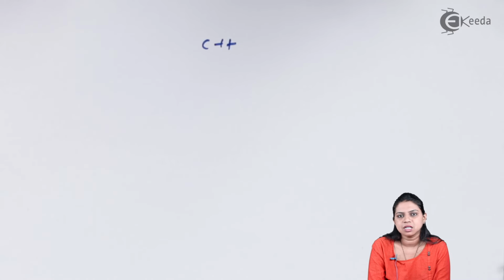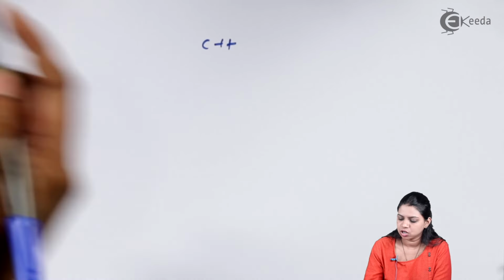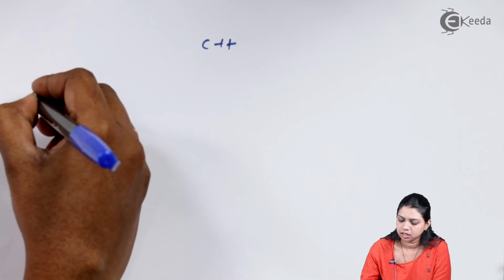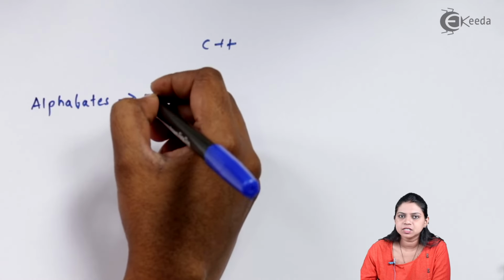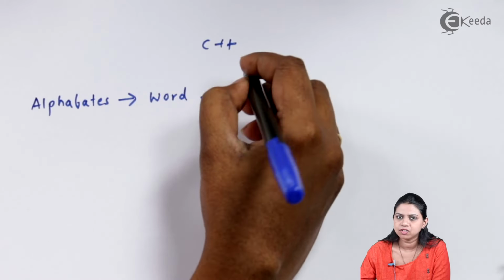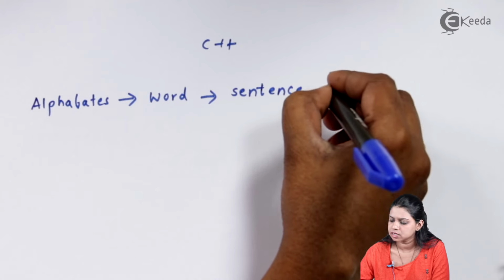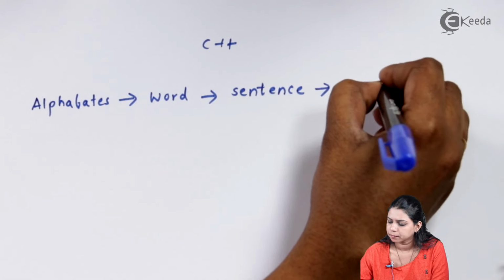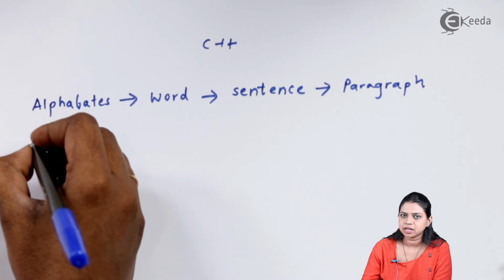Now, before starting C++, as I said, how we learn the English language, in the same way we need to start with C++ also. So let us compare C++ with the English language. What did I say? In the English language, first I will start learning alphabets. So I'm writing here alphabets. After learning alphabets, I will start creating words. So this is my word. After learning how to create words, I will start creating a sentence. And once I know how to create a sentence, I will make a paragraph.